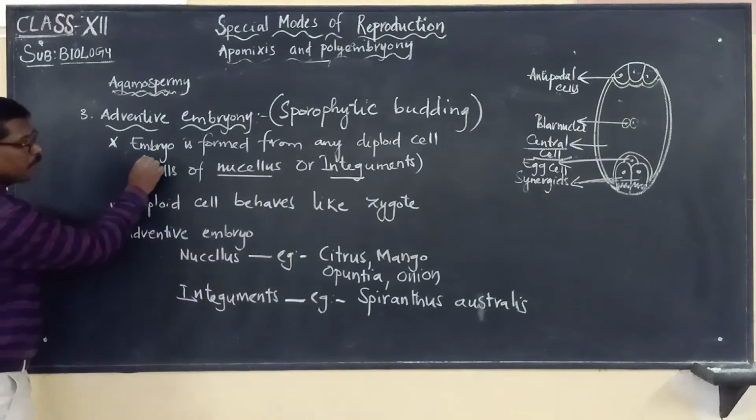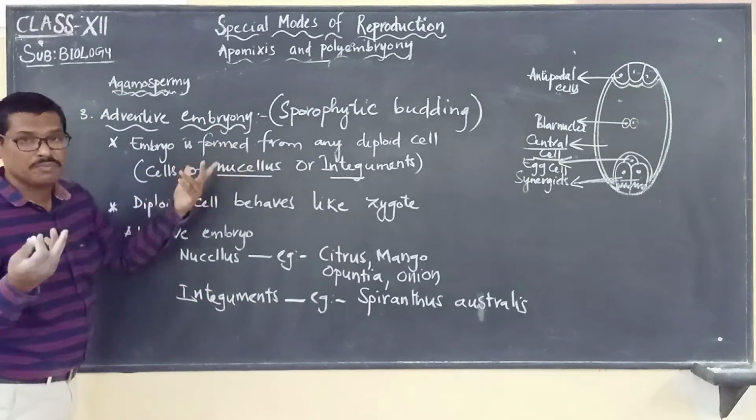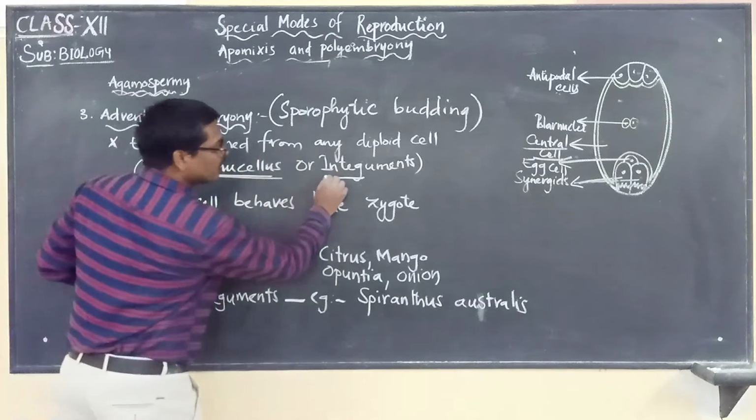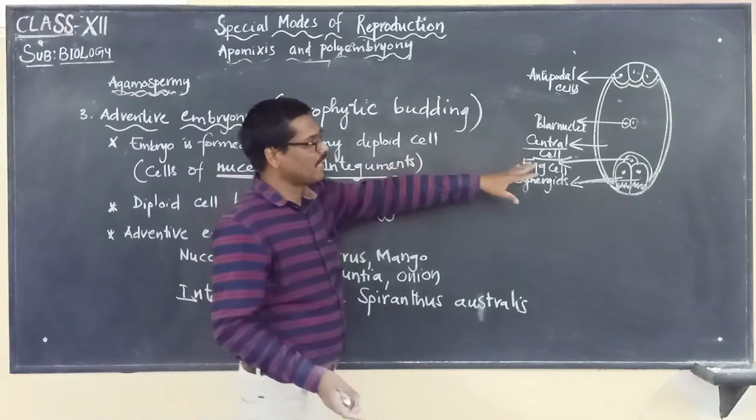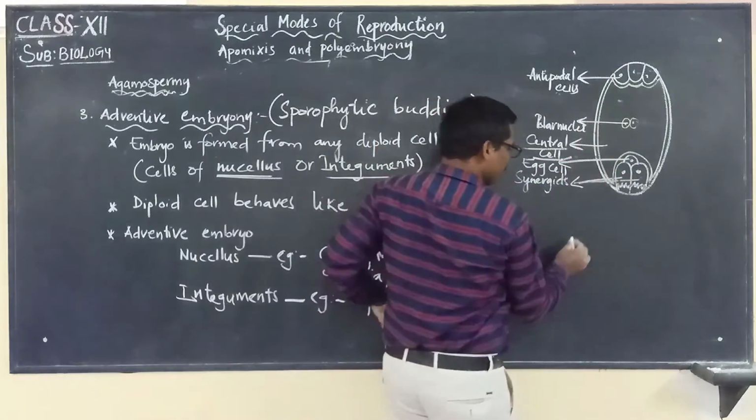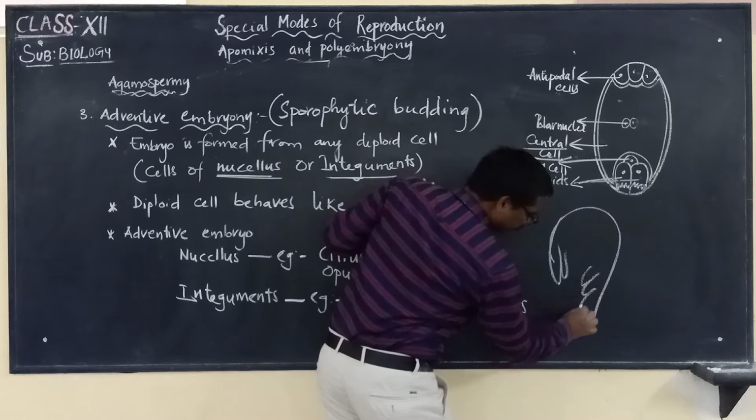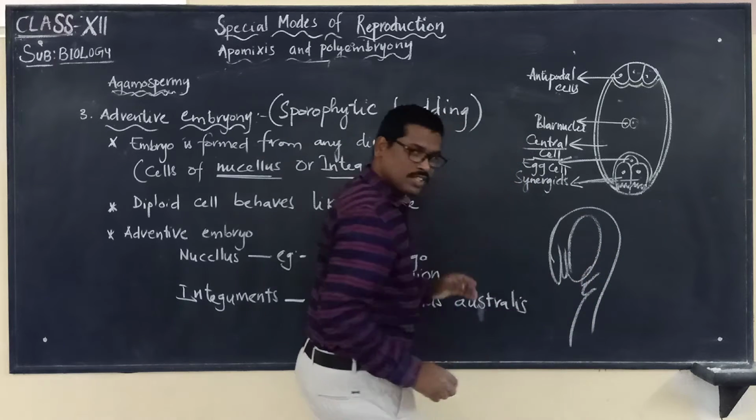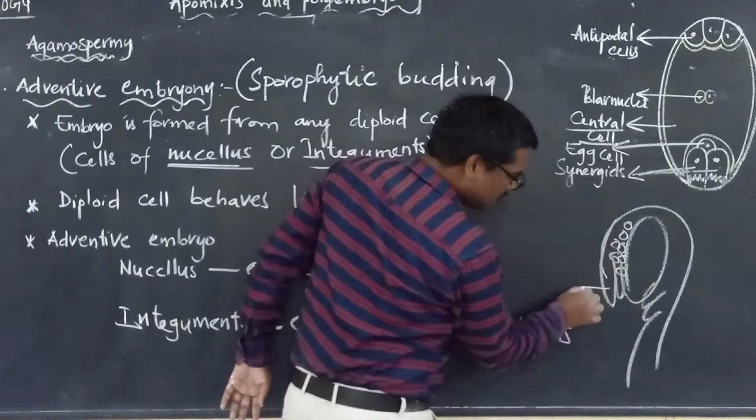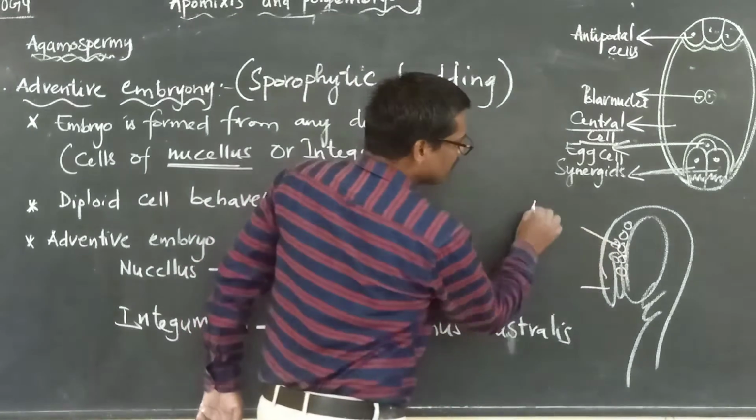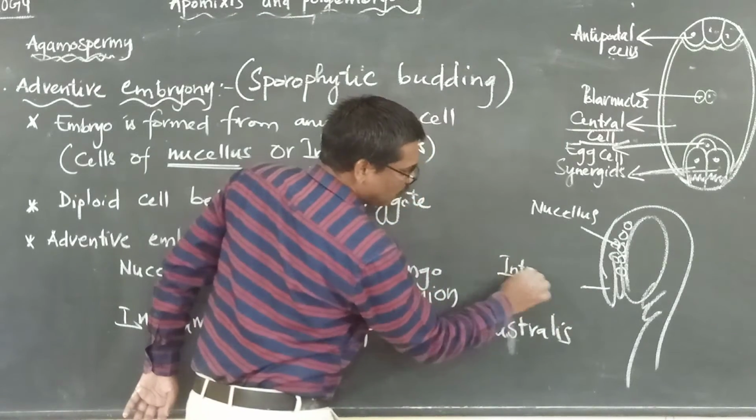So in this, embryo is formed from any diploid cell, maybe the cells of the nucellus or the integuments, which are outside of the embryo sac. If this is the embryo sac, outside what is there? The nucellus cells, and these are what? Integuments. So we can say that these are the nucellus, and this is the integuments of the ovule.